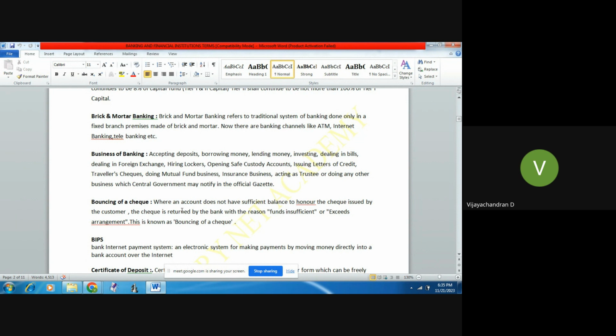So dealing in bills here refers to bill of exchange. Foreign exchange, providing lockers, custody accounts, LC. LC means letter of credit. So, can you say what a letter of credit is? Any idea about letter of credit?